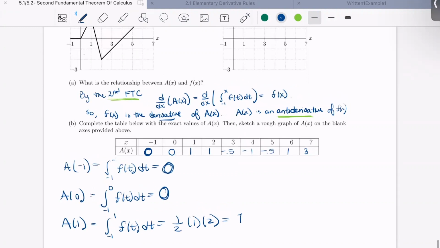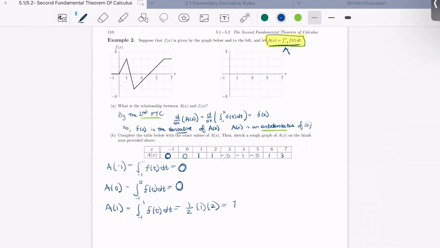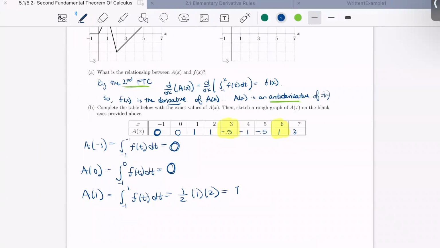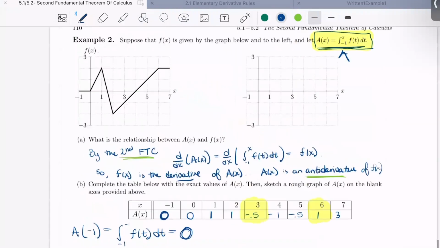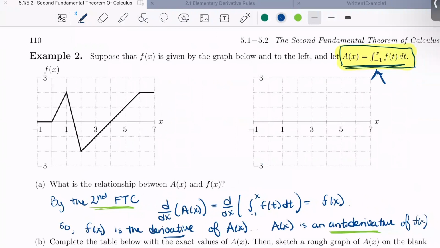Let's check a couple of these together to make sure we're on the right track. We'll check A of 3 and A of 6. Let's start by checking A of 3. A of 3 is equal to the integral from negative 1 to 3 of f of t dt. So let's look at our f function to determine what that area will be. The integral will be the area under the curve. So we'll have area here that we need to calculate, and then we're going to subtract the area here.